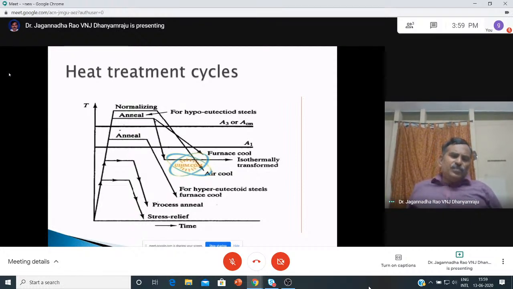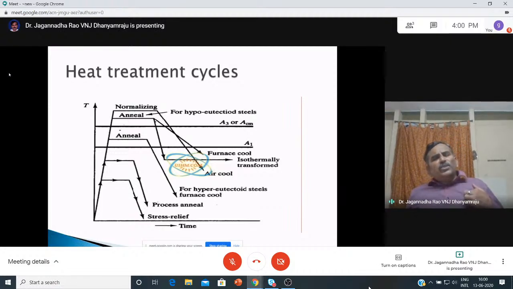So in a nutshell, what is the heat treatment process? It will have three stages: slow heating, and after that soaking, and after that cooling. So in annealing, there is slow heating, soaking, and then followed by furnace cooling. And the annealing temperature for hypoeutectoid steels is more than the annealing temperature of hypereutectoid steels. Let us see it later.